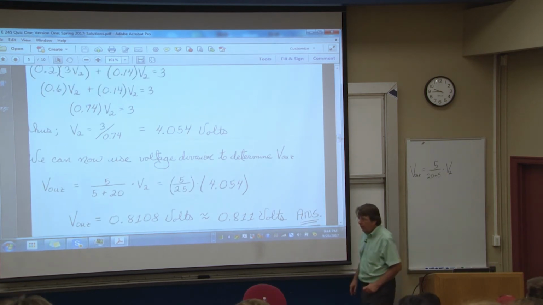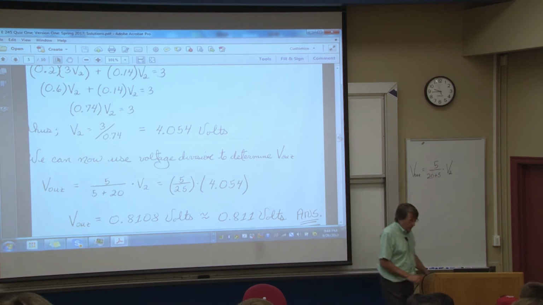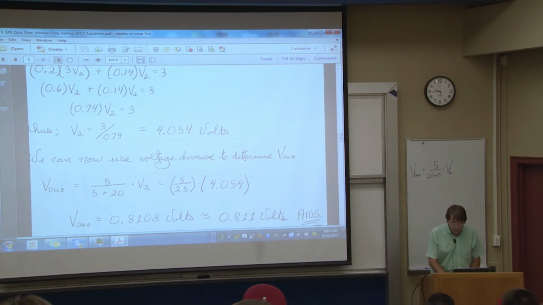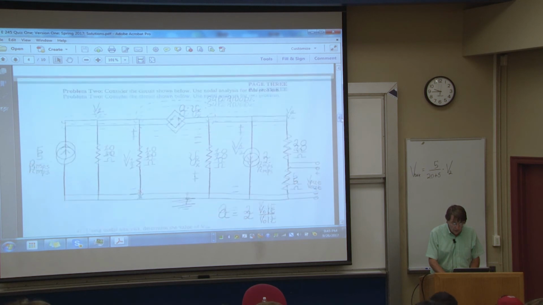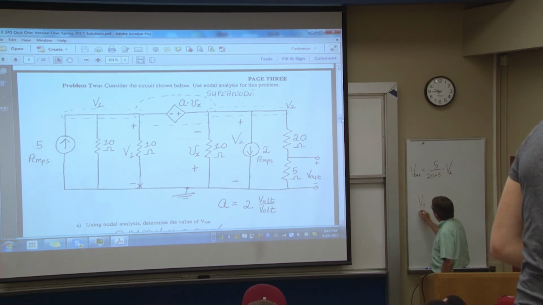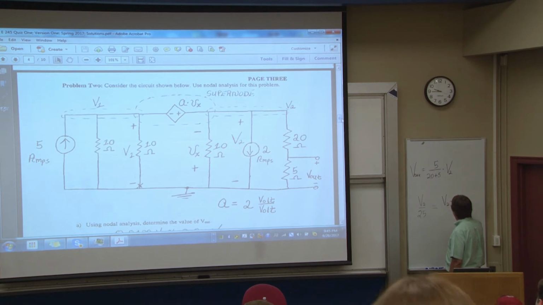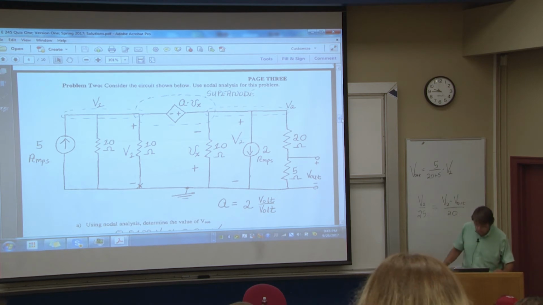Yes, sir. Can you also have done like V2 over 25 is equal to V2 minus V out over 20? Say that again. Could you have done V2 over 25 is equal to V2 minus V out over 20? V2 over 25. That's the current. V2 minus V out all over 20. Yes. You could also do this.